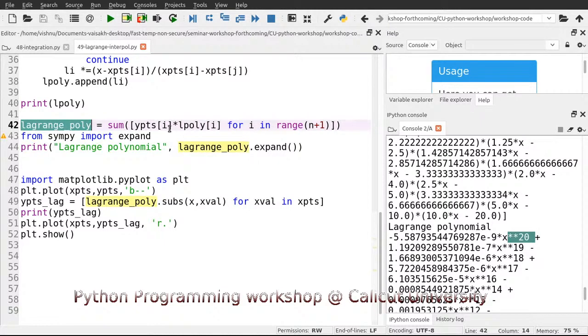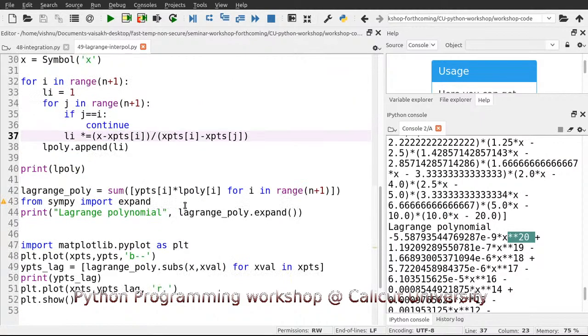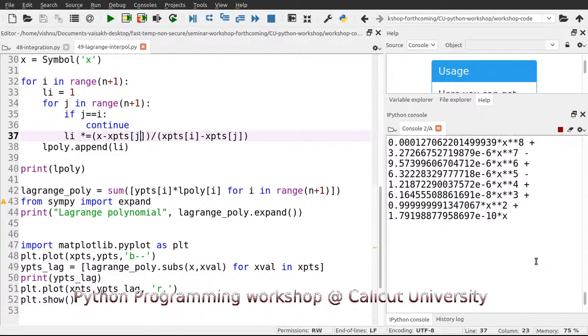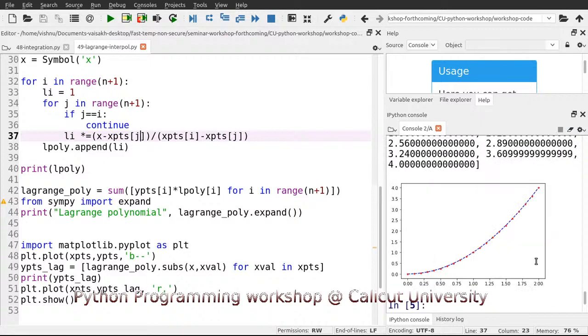Thank you very much. So where is that mistake? Lagrange polynomial, x minus xj. Okay. Perfect. Thank you very much. Thank you for pointing out. So that's a mistake. Yeah, that's why it was becoming so complicated.